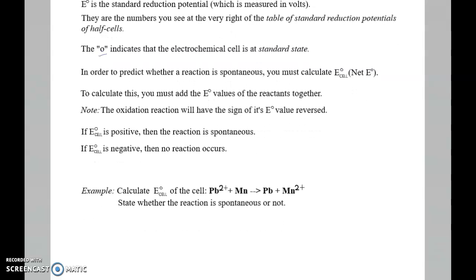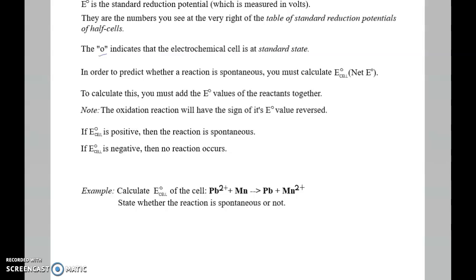Now, in order to predict whether a reaction is spontaneous or not, you must calculate the potential of the cell, or net potential. To calculate this, you must add the standard reduction potential values of the reactants together. Do note that the oxidation reaction will have the sign of its standard reduction potential value reversed.